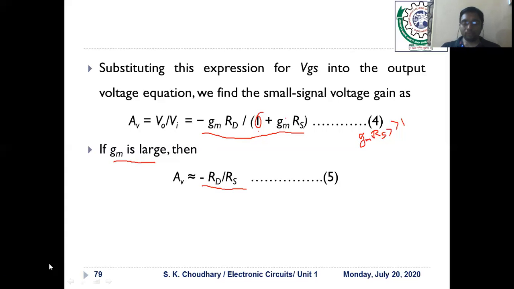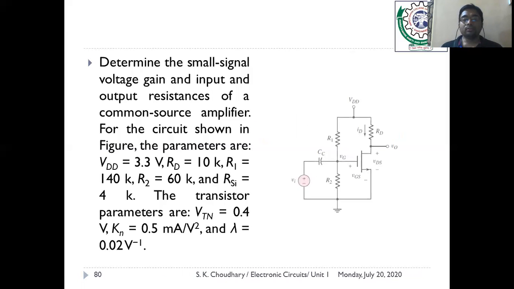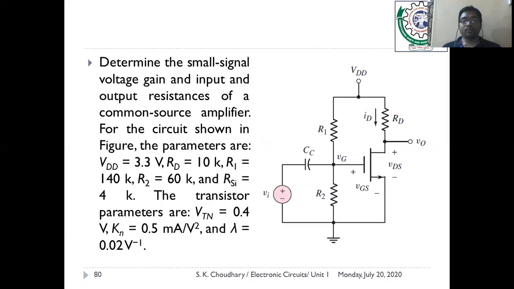Now you have to solve one numerical based on the similar concept. The first numerical I have taken is for the circuitry of the common source amplifier without RS. So solve this. What is the problem here? The problem is to determine the small signal voltage gain, input resistance and output resistance for the common source amplifier. The circuit has been shown here.